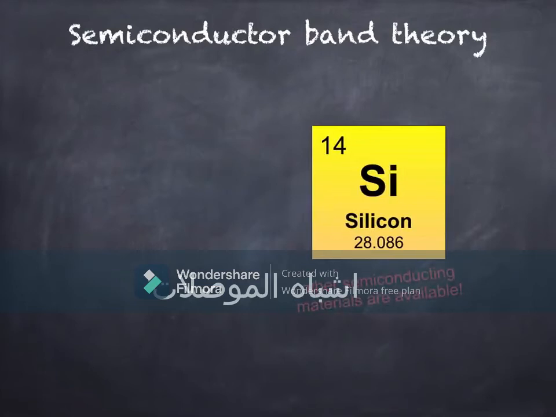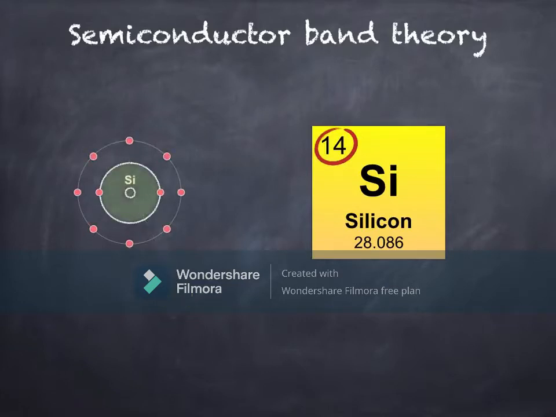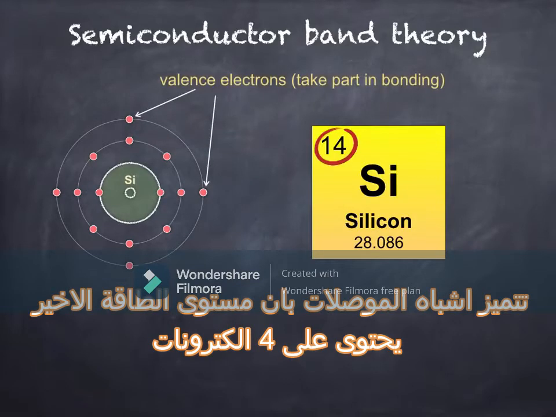Though other semiconducting materials are available. Silicon has the symbol Si and an atomic number of 14. This means that silicon atoms contain 14 electrons: 2 in the first shell, 8 in the next, then 4 in the outer shell. We refer to these outer electrons as valence electrons. These are the electrons which can form chemical bonds.